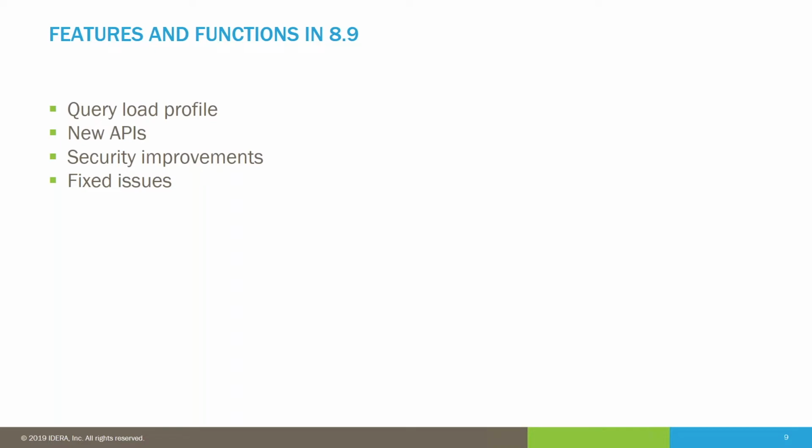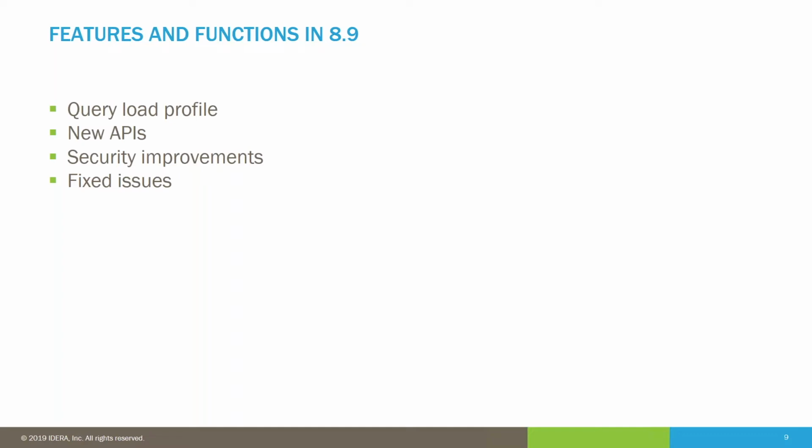All right, here's the meat of what we're here for today. What's new in 8.9? There are 4 general areas: the query load profile screen, which is a really cool improvement in being able to look at the history of a SQL statement and see what it's been doing, the new APIs, some security improvements, and fixed issues.